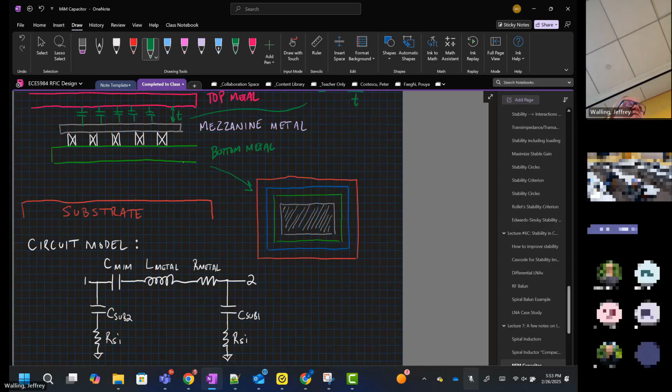If we look at the model, CMIM basically is that C calculation, epsilon times A divided by T. L metal: again, every piece of metal can be approximated as a filament, so every piece of metal that's conducting current has some self-partial inductance. R metal represents metallization or ohmic loss in the metal. C sub is the capacitance to the substrate, so more or less this stuff. And RSI is the resistivity in the substrate.